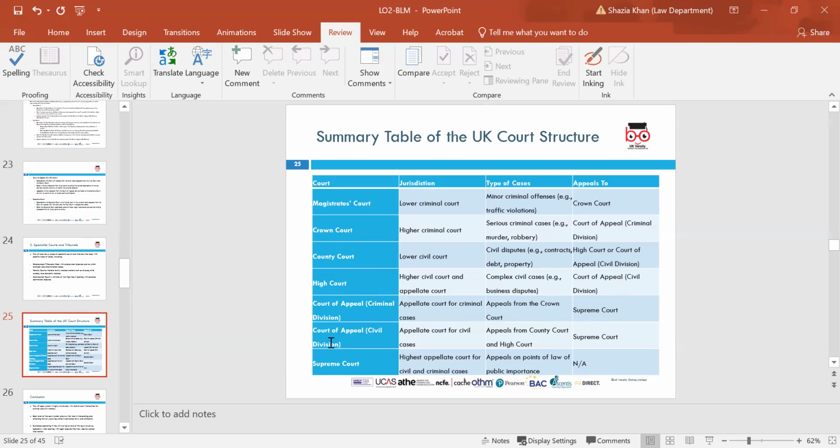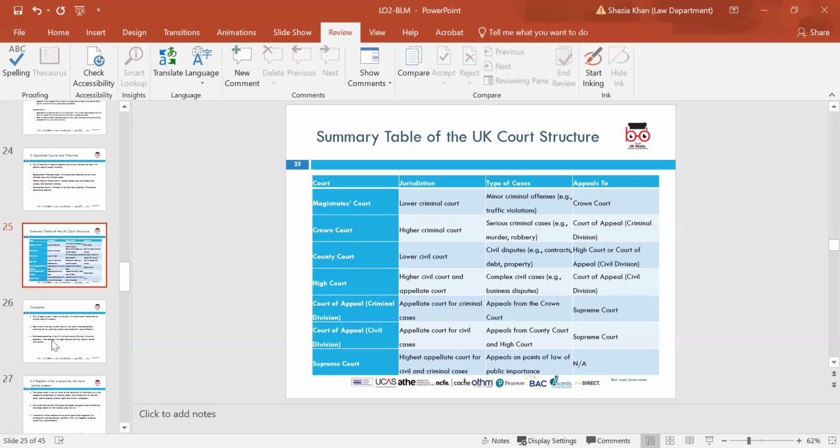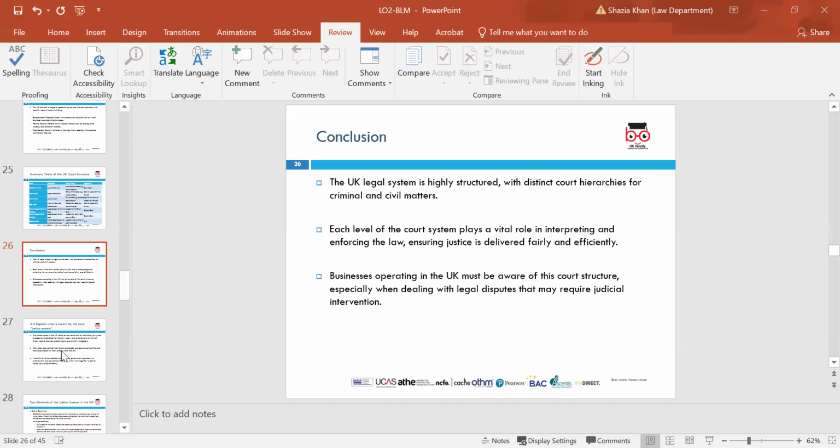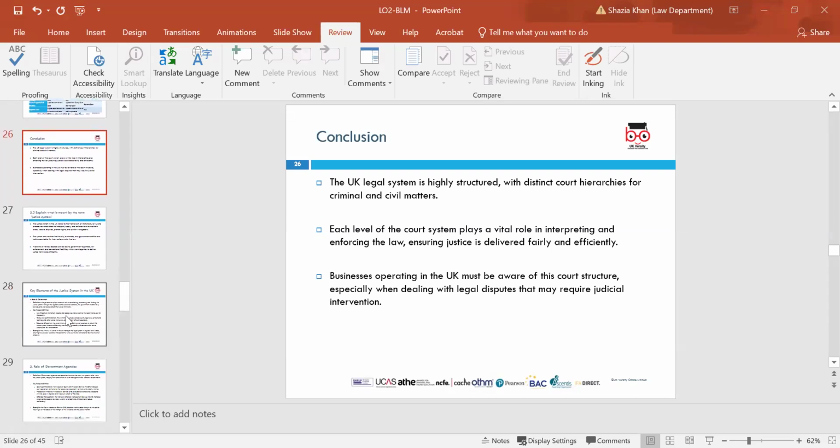Then we have the Court of Appeal, the appellate court for criminal cases, hearing appeals from the Crown Court, and it goes to the Supreme Court. The Court of Appeal civil division hears appeals from the County Court and High Court, and it goes to the Supreme Court. And the Supreme Court is the highest court, and it doesn't go anywhere. It decides on points of law. So the UK legal system is highly structured and has its own hierarchy. Each court plays a vital role in ensuring that the law is dealt with fairly and efficiently, and businesses operating in the UK must be aware of the court structure.